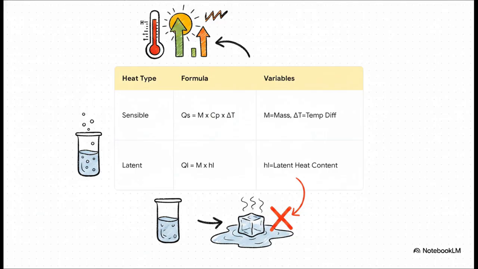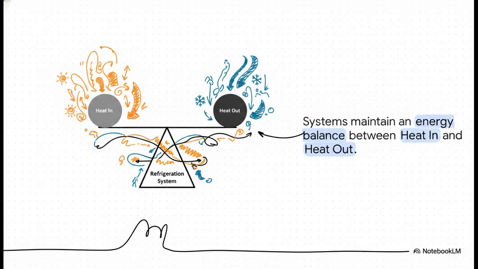You just multiply the mass by its known latent heat capacity. Simple as that. So why do we even need both? Well, we can't forget the first law of thermodynamics. Energy cannot be created or destroyed. Any system has to maintain a flawless energy balance between the heat in and the heat out.